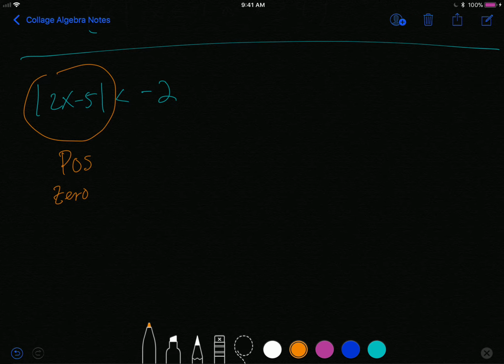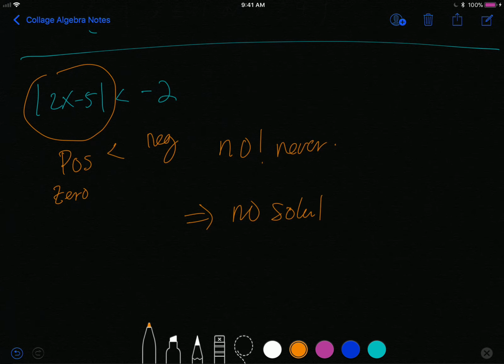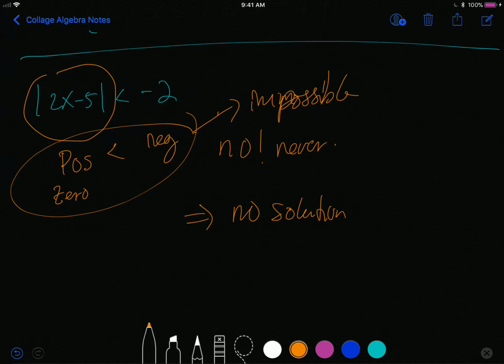Well, this number over here is negative. Is a positive number smaller than a negative number? The answer is no. Never. And so the answer to this problem is no solution. It is impossible, and thus this question does not make sense. Or, for another way of saying it, there is no answer.